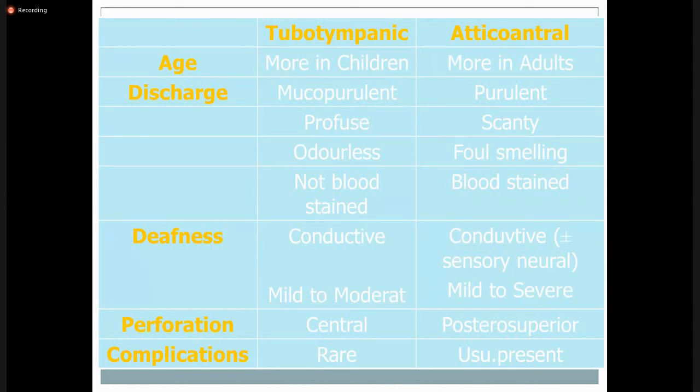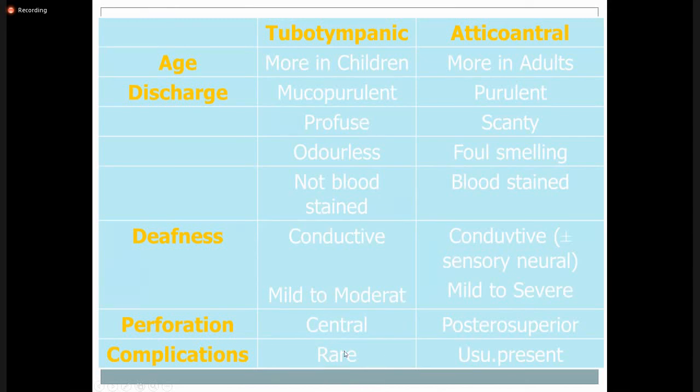But in posterior superior attico-antral type of CSOM, which is more serious, the perforation is usually marginal. The location is posterior superior because it's attico-antral type, and it cuts the margins. The remnants are not seen all around that perforation. So that is called marginal perforation, attic perforation, or posterior superior perforation in the attico-antral type.